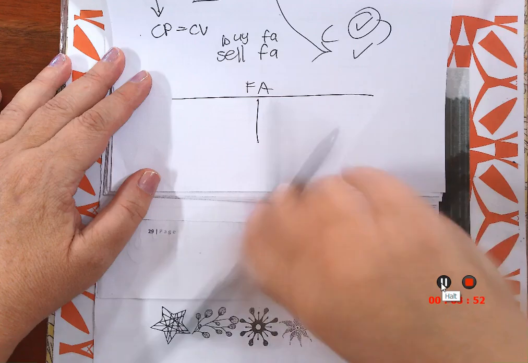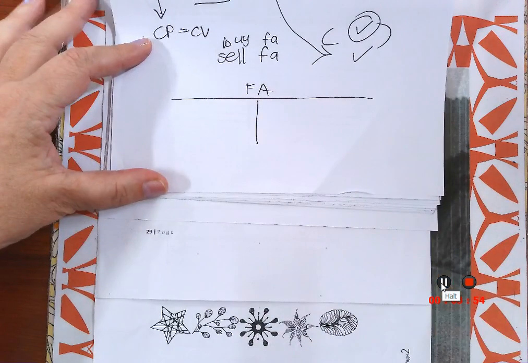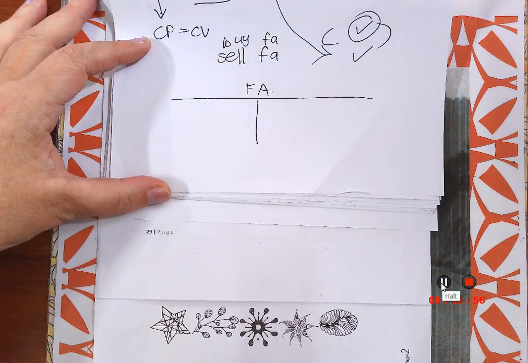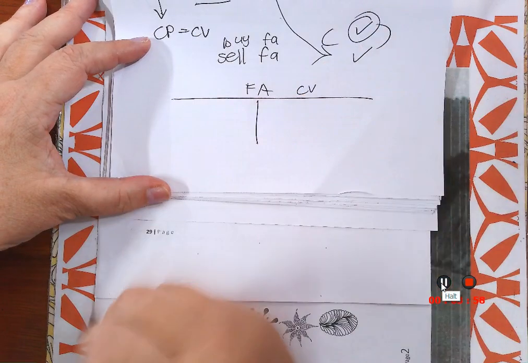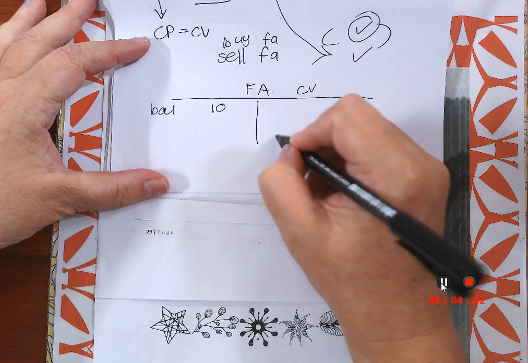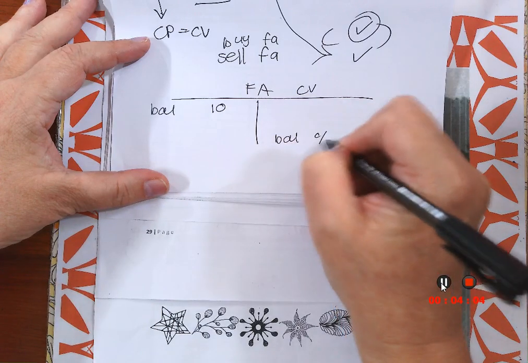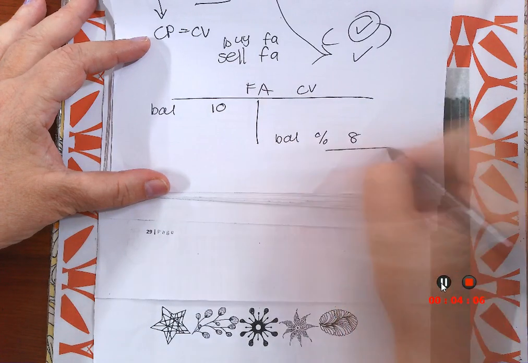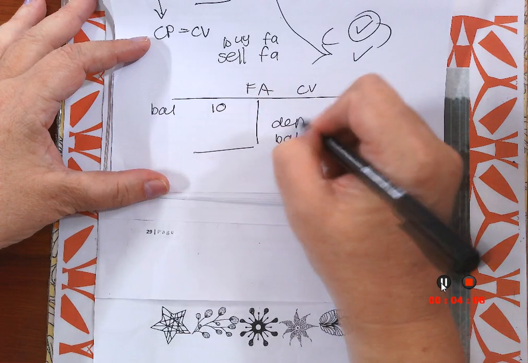Okay, so let's say there was nothing bought or sold, and I'm working at carrying value. And they give me my opening balance is 10. And my closing balance, remember this is your carried over, is 8. Then I know my depreciation is 2.